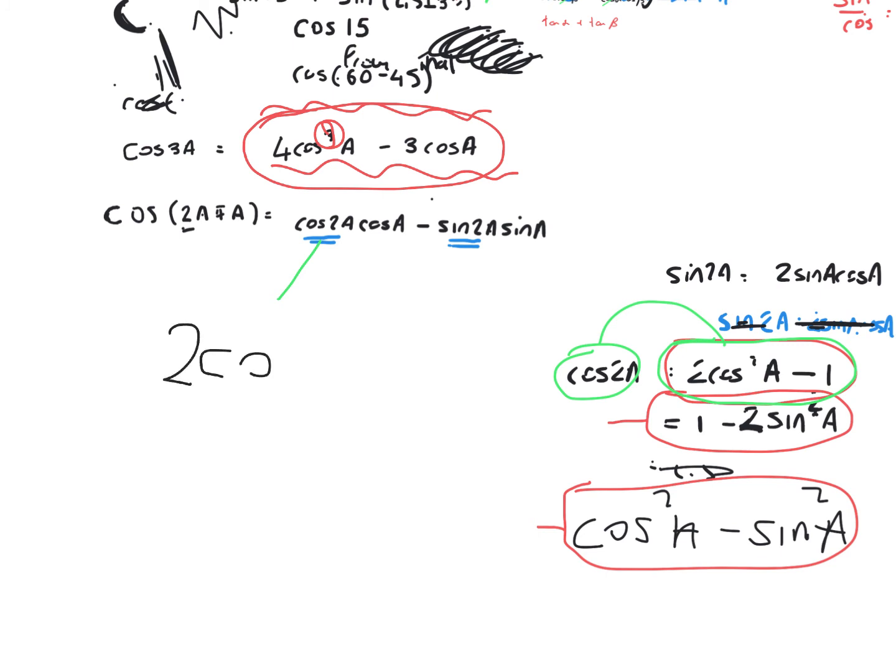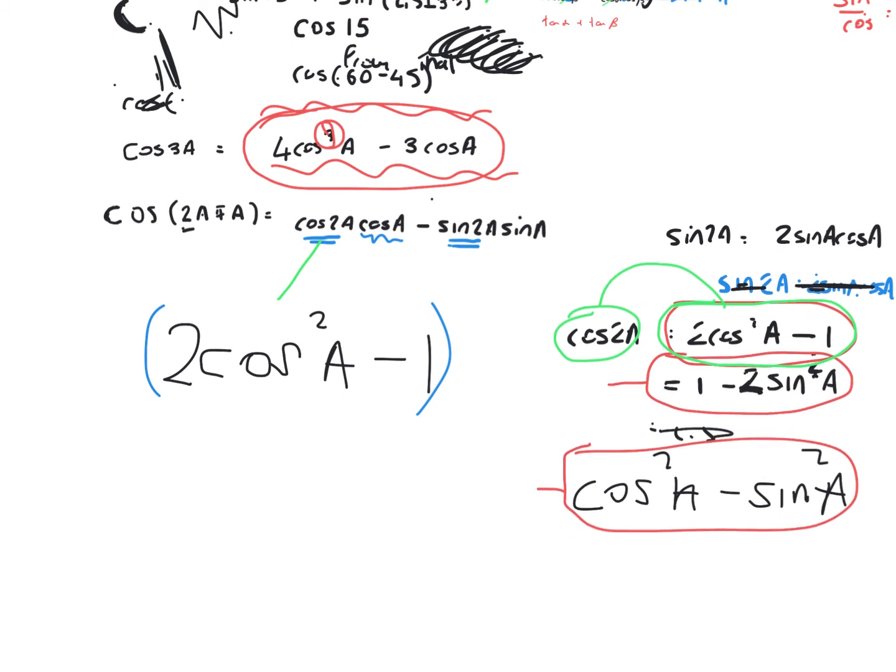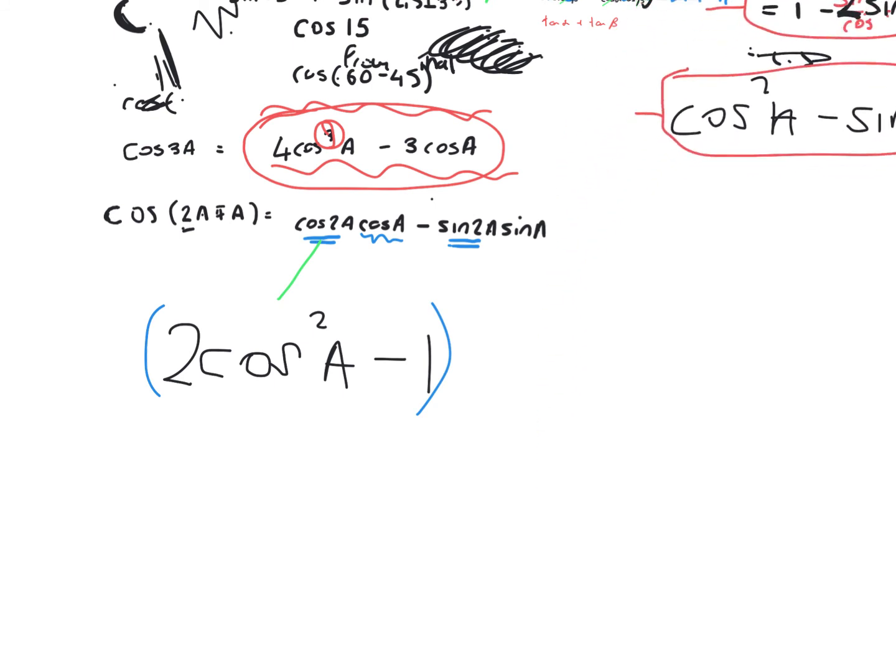So that's what I'm going to do. It's going to be 2 cos squared a minus 1. As you can see, that is still being multiplied by cos a, so I'm going to wrap a bracket around that, and that is getting multiplied by cos a.